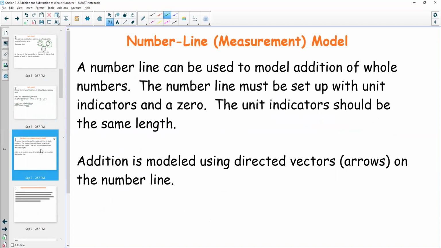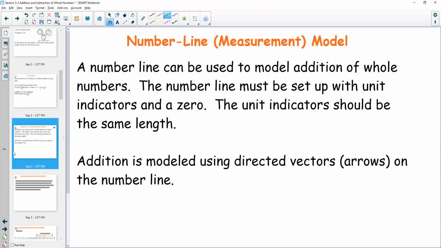It's really important that kids get comfortable with a number line in primary grades, K, 1, 2, 3, so that they can then use it to their advantage in later grades when they're doing more complicated math, when they're using more complex ideas. So when we model addition, we use arrows, vectors, on a number line.